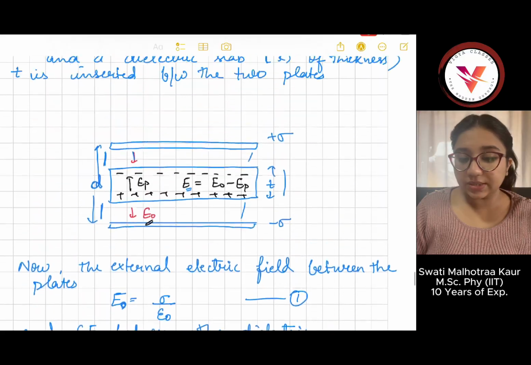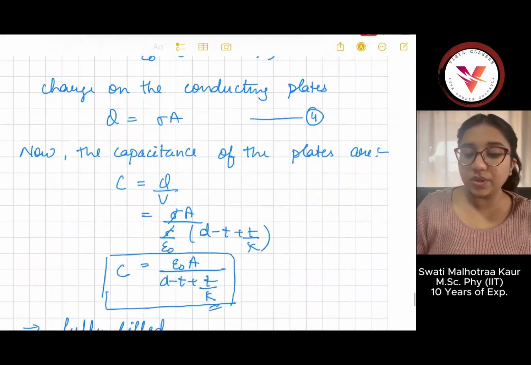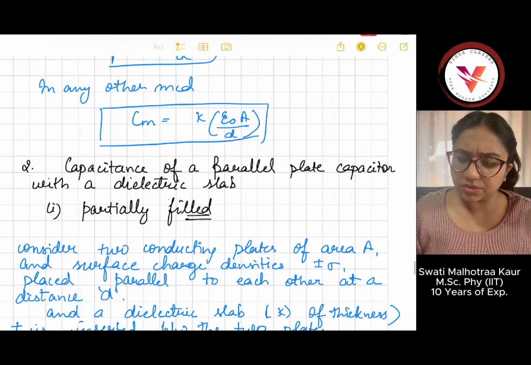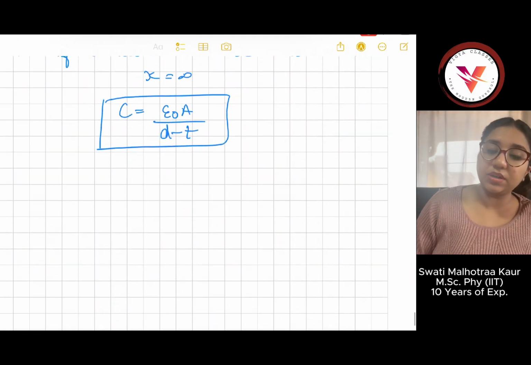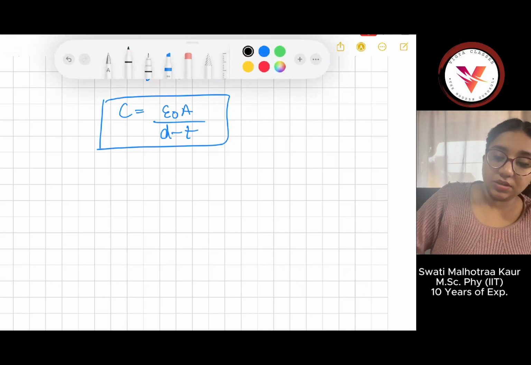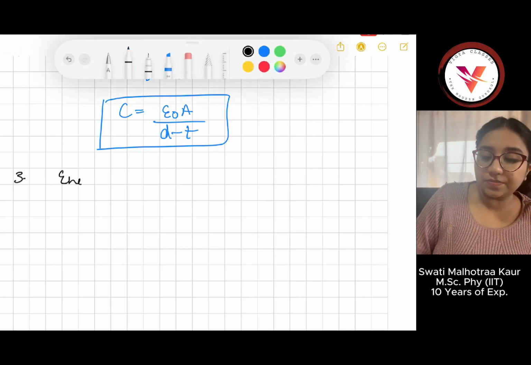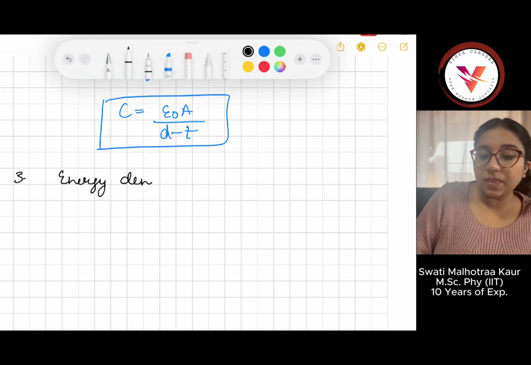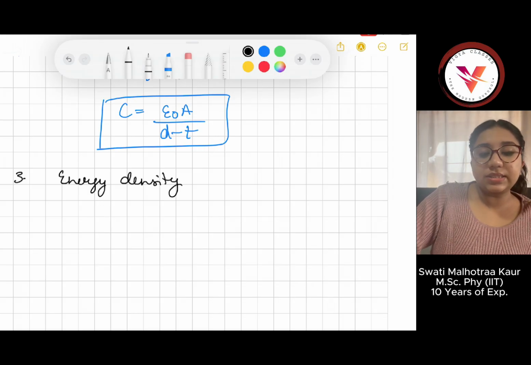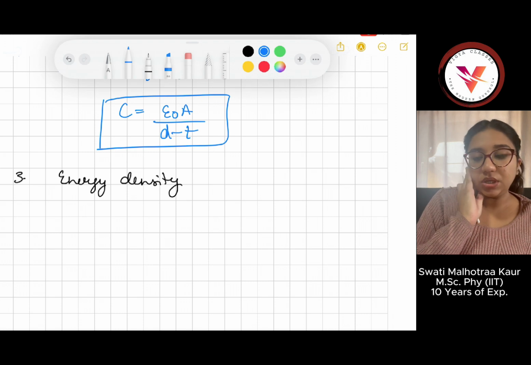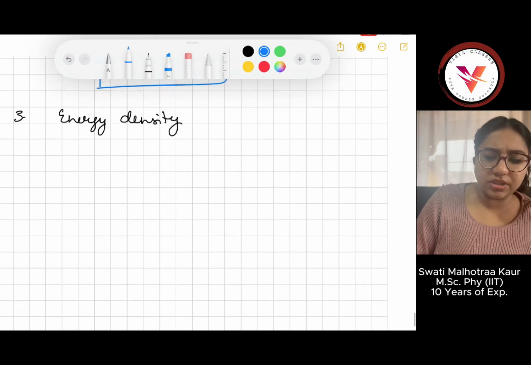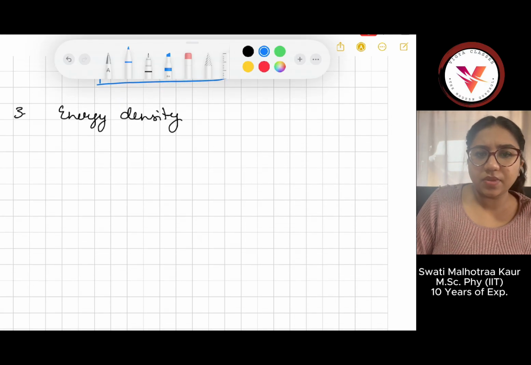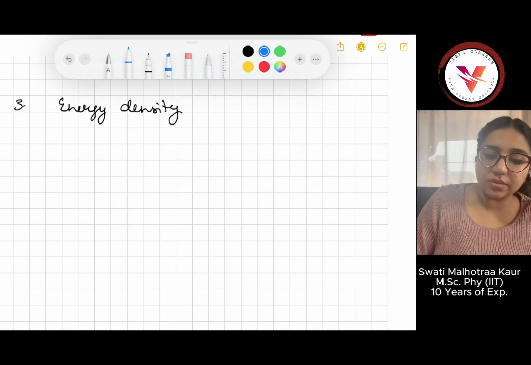Okay, so the next is the third one in the capacitor part. Third is energy density. Again, this is important. Since there is no derivation for the energy formula, half CV square, in the course, but you can check the energy density. It's very easy again.